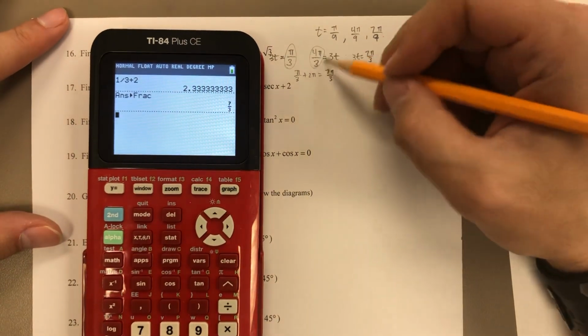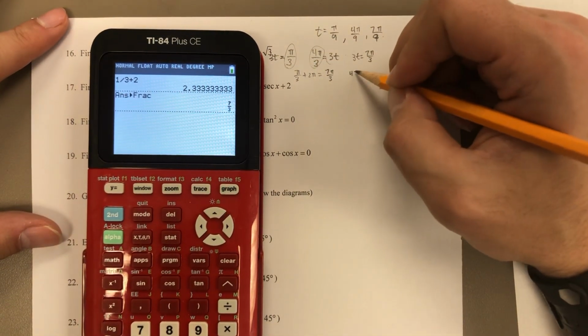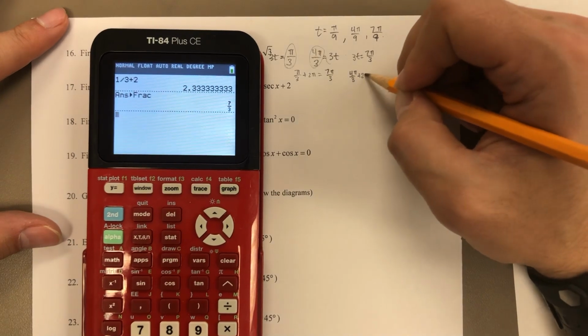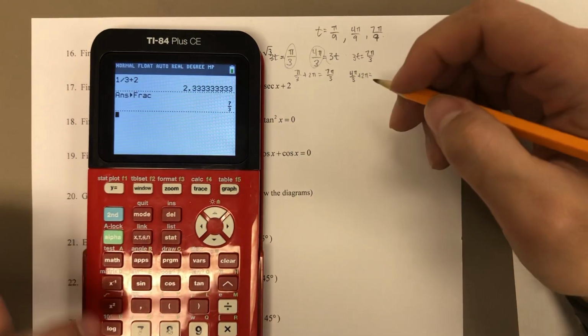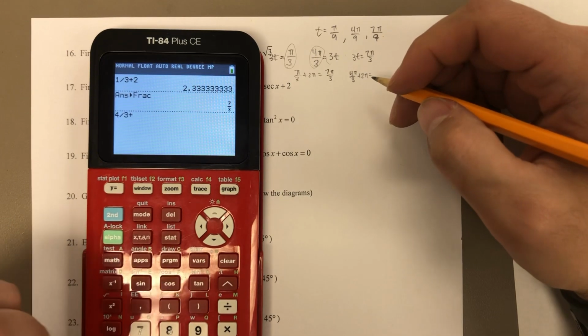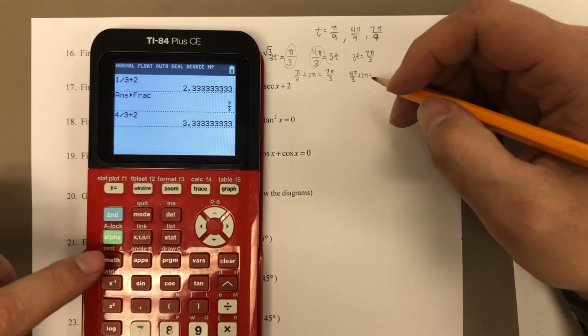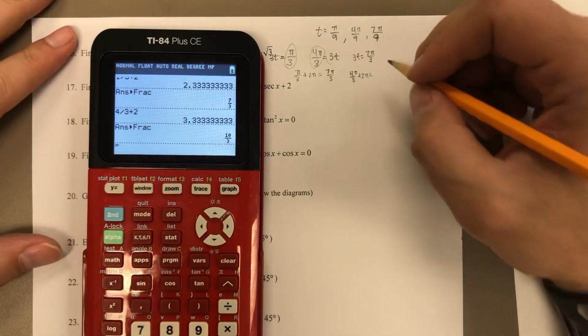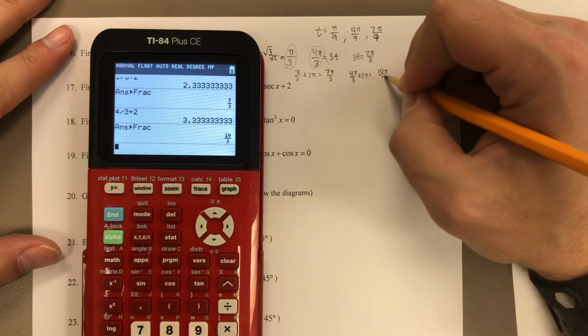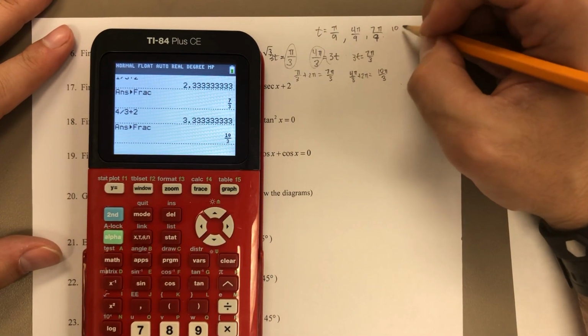Okay, and then I'm going to find a coterminal angle with this one, so I'm going to do 4 pi over 3 plus 2 pi. And let's see what that's going to be. So 4/3 plus 2, then change it to a fraction. So I get 10 pi over 3. So that's the next angle that I can get.